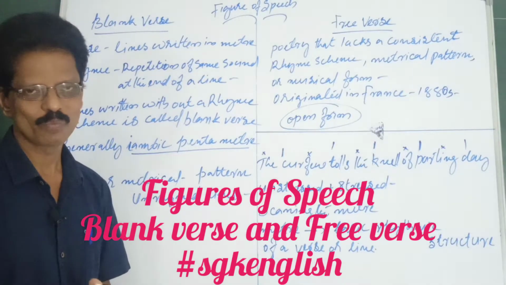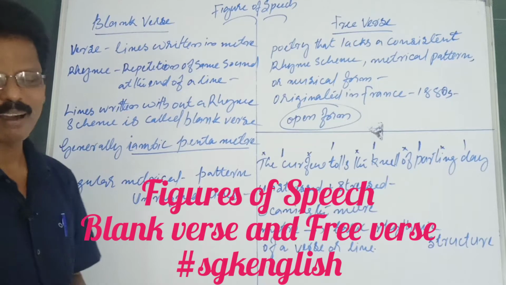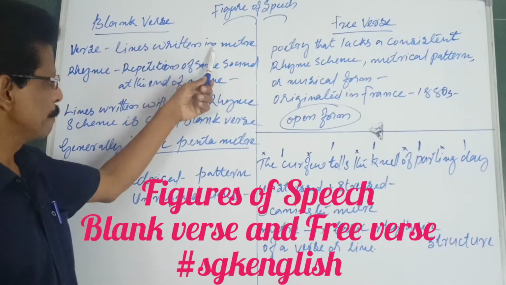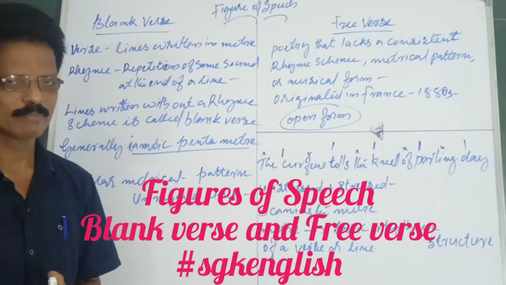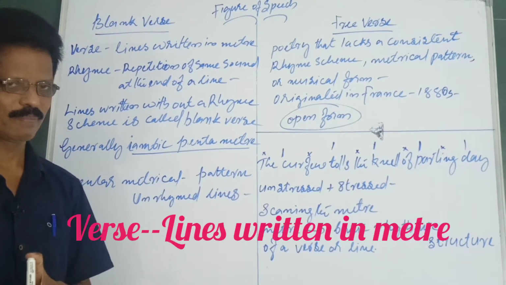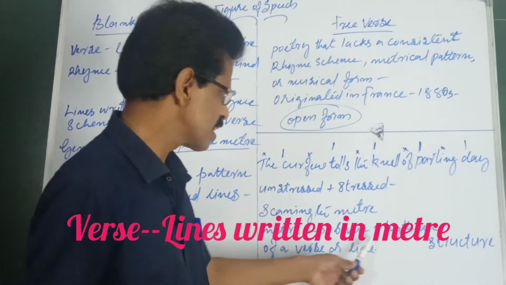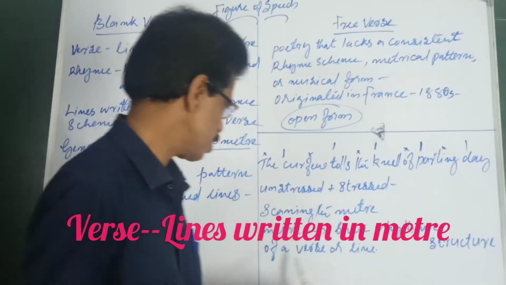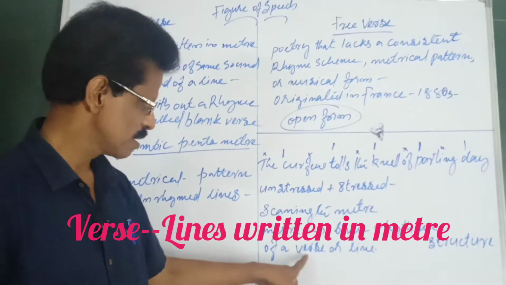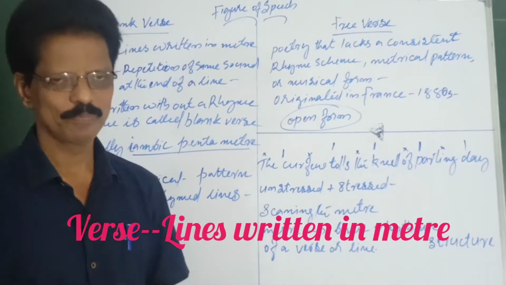V-E-R-S-E. What is verse? Not W-O-R-D-S. V-E-R-S-E. Verse means lines written in meter. Lines written in meter is called verse. So what is meter? The basic rhythmic structure of a verse or line. That is meter. Simply, verse means lines of a poem.